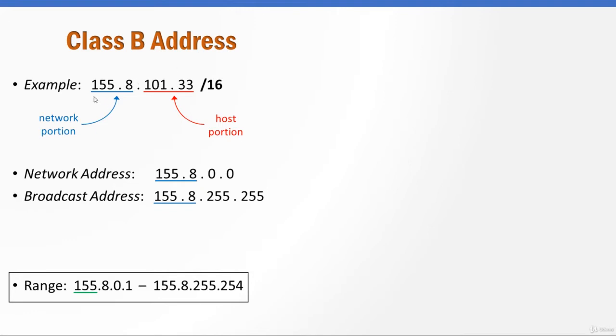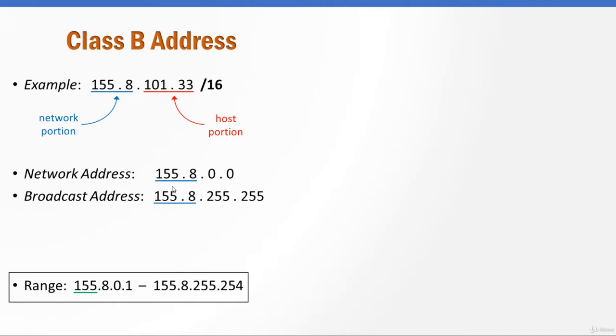So this is a Class B address, 155.8.101.33/16. So /16 means that the first 16 bits of this IP address represent the network portion. If we have 16 bits, that's 2 times 8, that's exactly 2 octets. Now to get the network address in this example, we're going to copy the network portion, and then in the host portion, we're going to put all zeros.